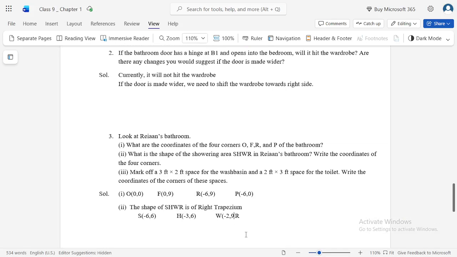Minus 2 comma 9, and R is at minus 6 comma 9. Okay, moving to third part.